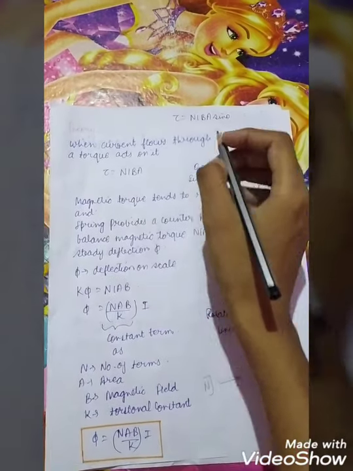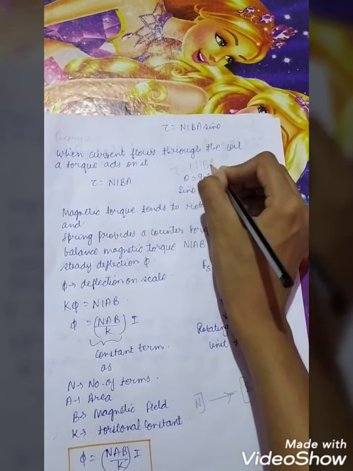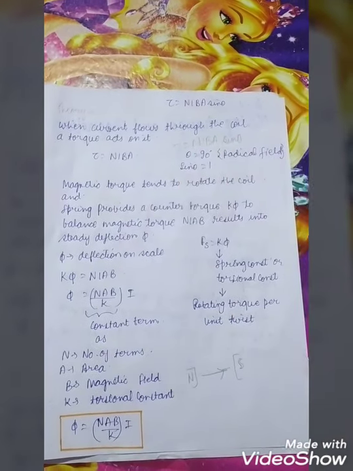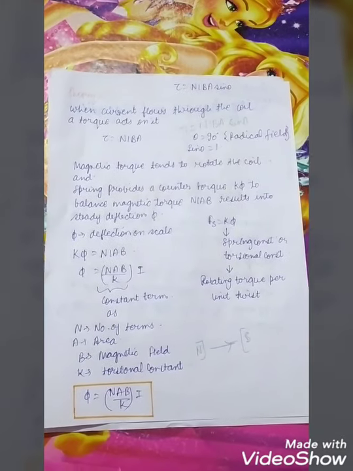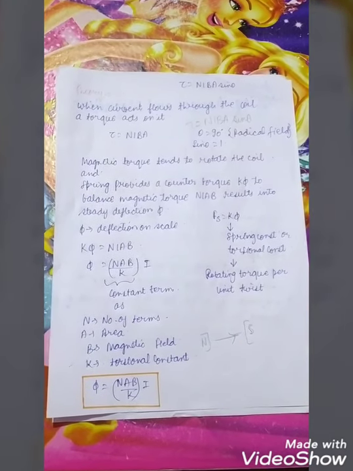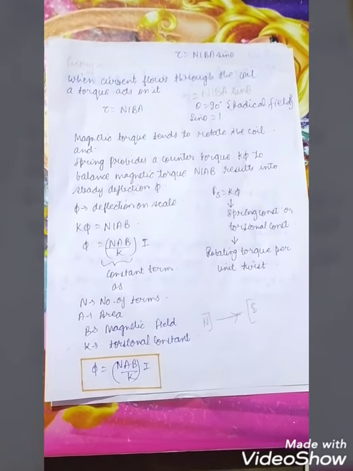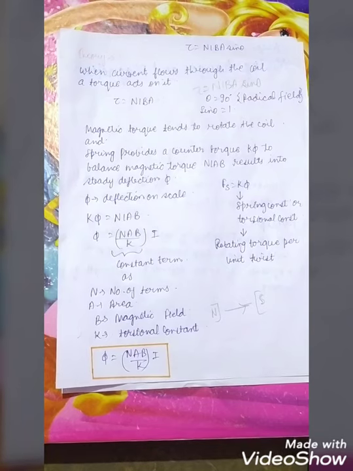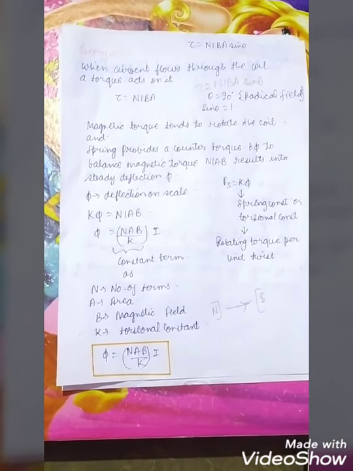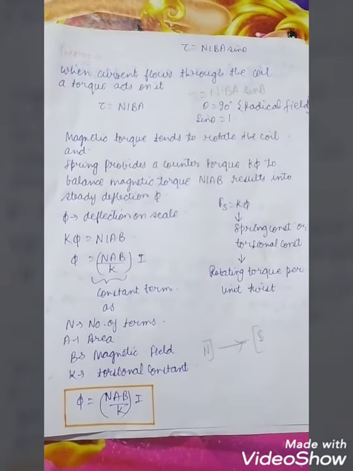We already know the formula of torque: tau equals NIBA sine theta. So what is this angle? The magnetic field generated is radial, meaning it is perpendicular to the surface of the coil, so theta becomes 90 degrees and sine 90 is 1. Torque becomes NIBA, where N is the number of turns in the coil, I is the current flowing through the circuit, B is the magnetic field provided, and A is the area of the coil.